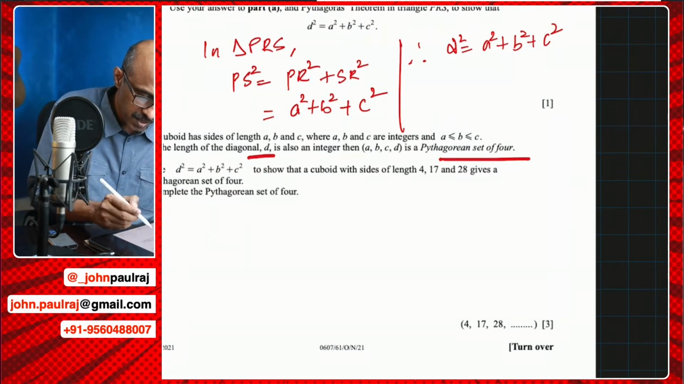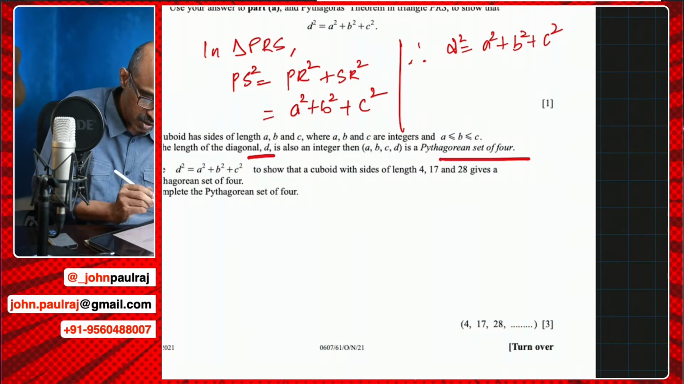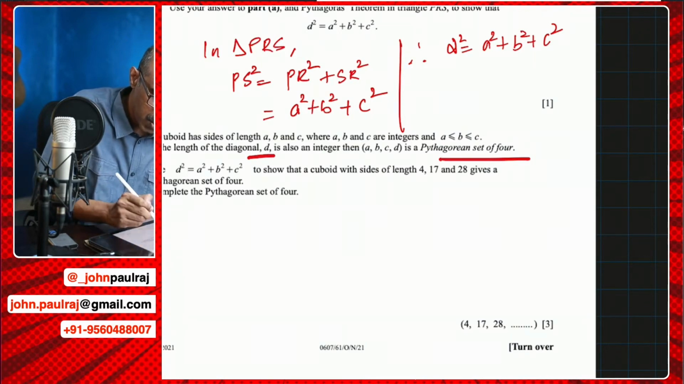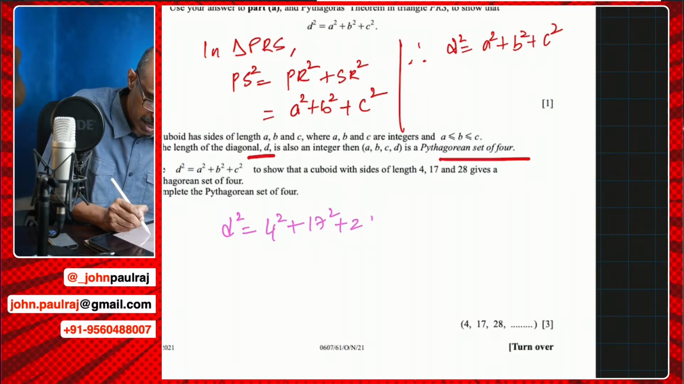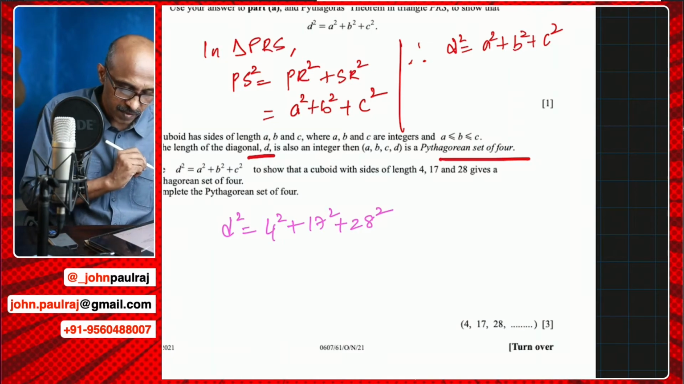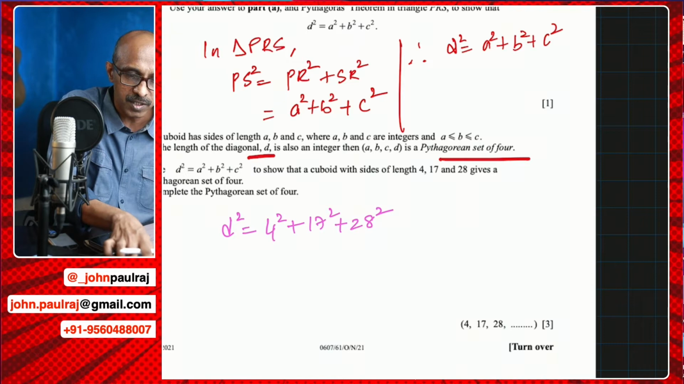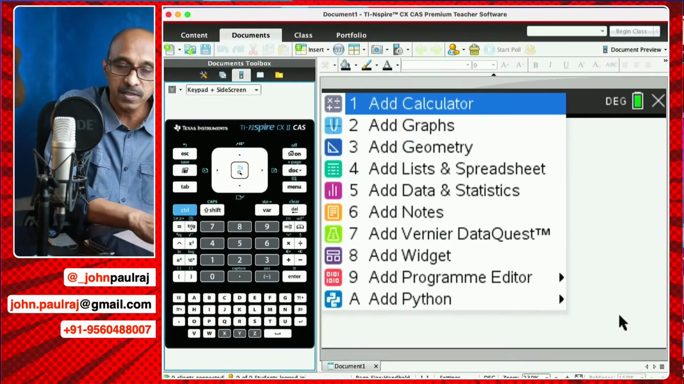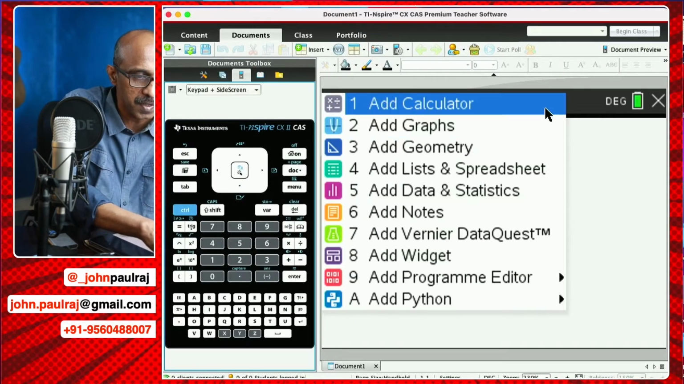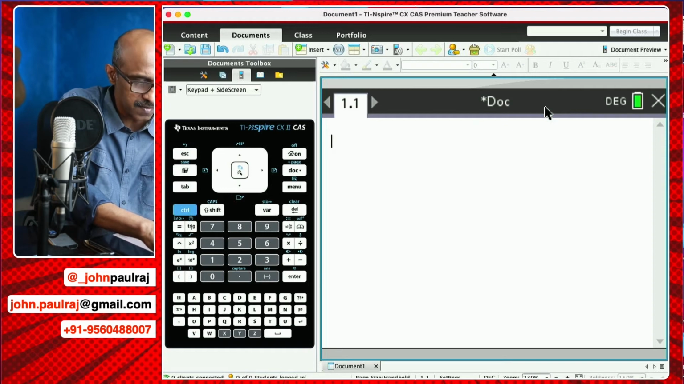All right, so they've said that the sides are 4, 17, and 28. So we just need to find out the square, right? So basically d square, the diagonal square, is going to be equal to 4 square plus 17 square plus 28 square, okay? And then we can just quickly jump onto a calculator. Let me just show that quickly. So here we go. Can you see my calculator? I can just add the calculator page.